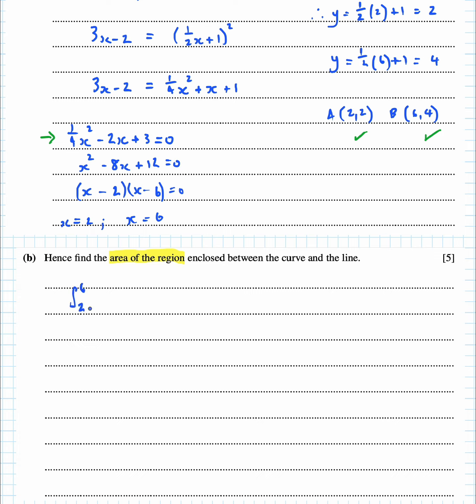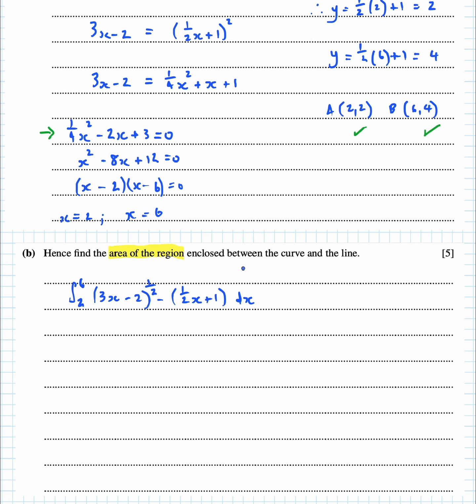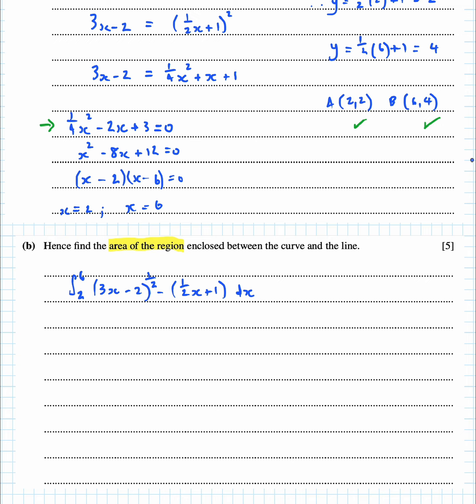It's also a trapezium and triangle, but it might be a bit too much. We'll just do it this way. So we'll take away the curve, well, actually do the way around, the line from the curve. And when we've integrated, we will substitute in our values for 6 and then 2.